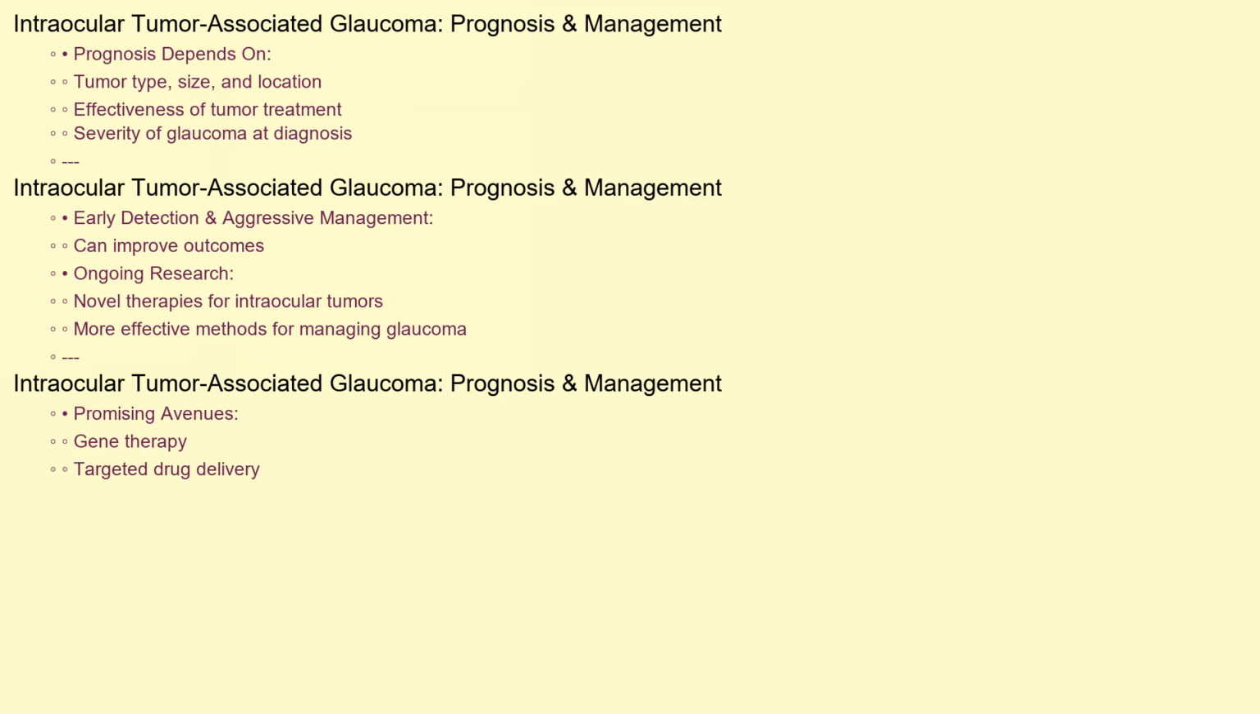The prognosis for intraocular tumor-associated glaucoma depends heavily on several factors, including the type, size, and location of the tumor, the effectiveness of tumor treatment, and the severity of glaucoma at the time of diagnosis. Early detection and aggressive management can improve outcomes. Research in this area is ongoing, with studies focusing on novel therapies for intraocular tumors and more effective methods for managing the associated glaucoma. Gene therapy and targeted drug delivery are promising avenues currently being explored.